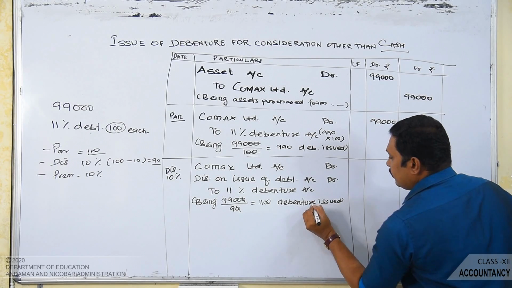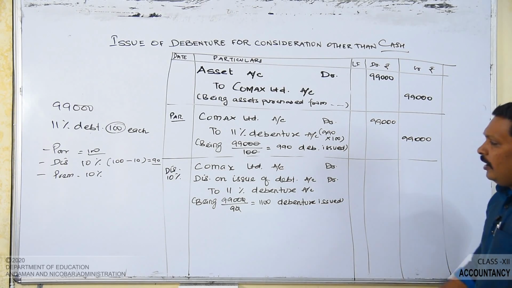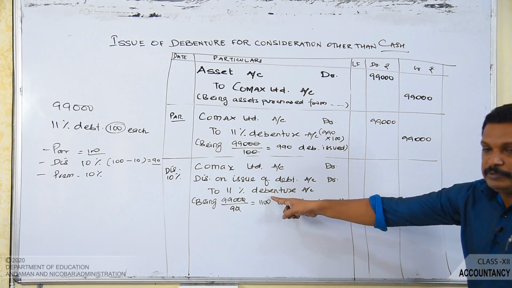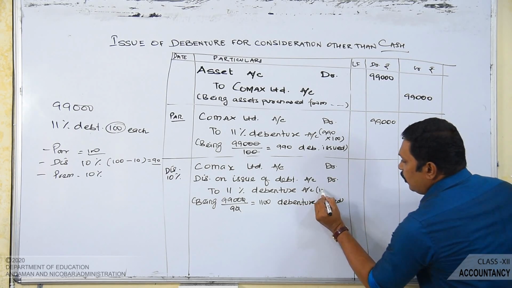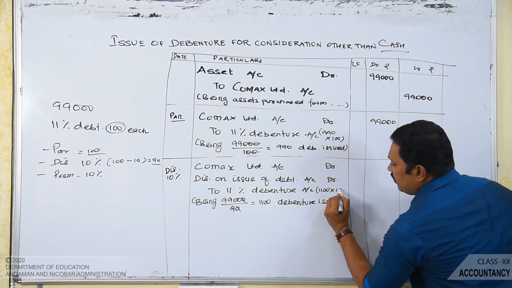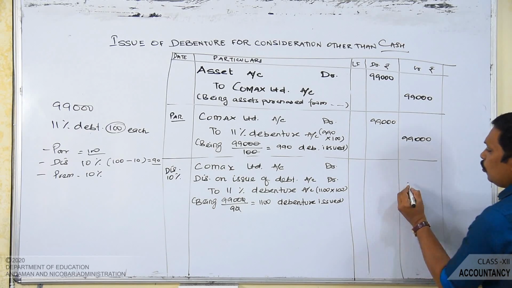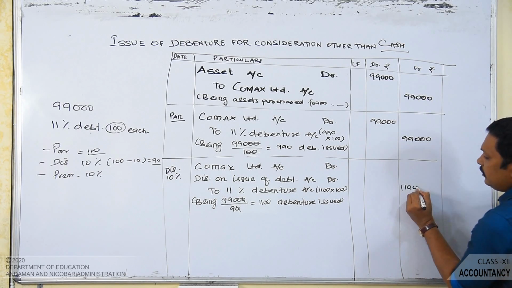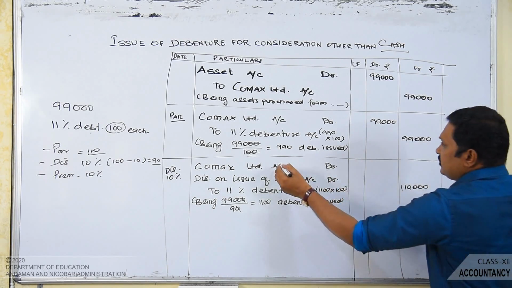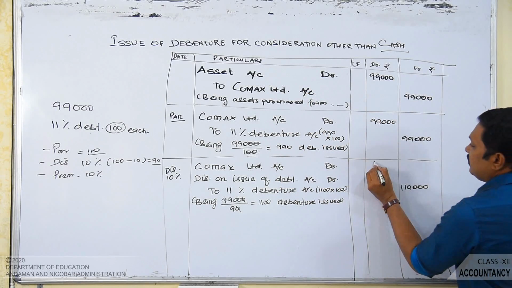Okay, clear? So always multiply with nominal value with debenture. So 1,100 into nominal value 100, so 1,10,000 will be in debenture. What is the cost of the asset? Comax Limited, 99,000.